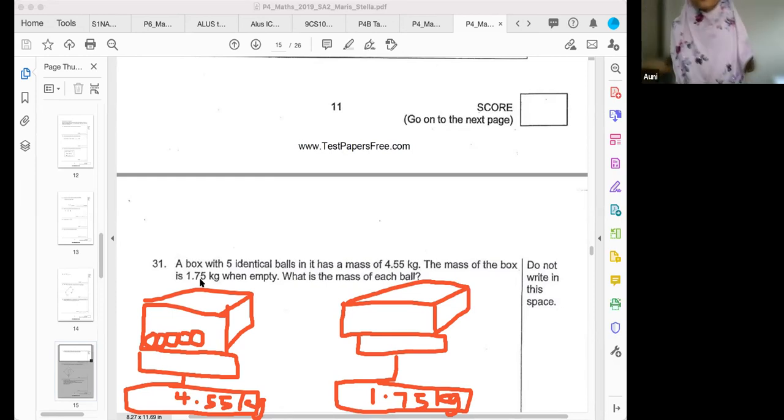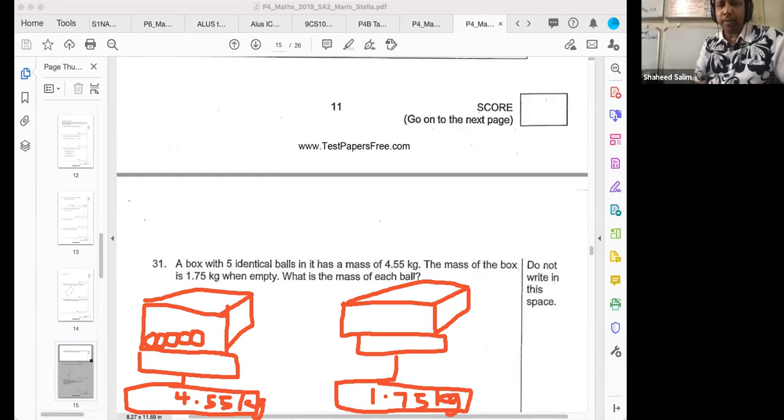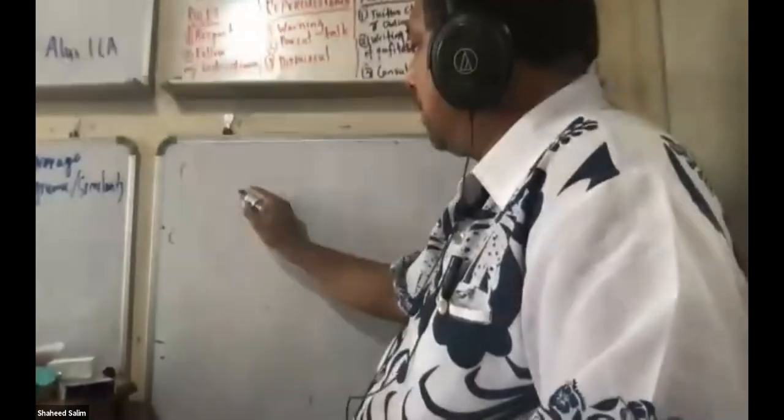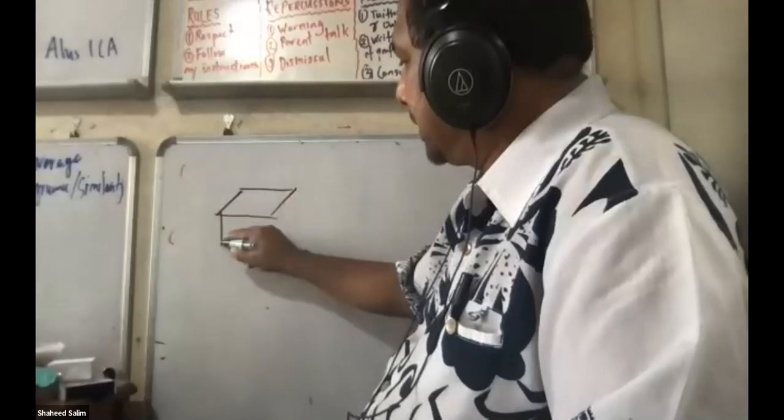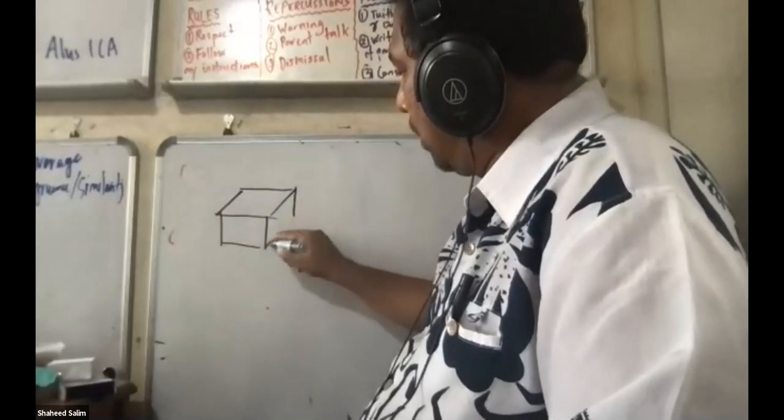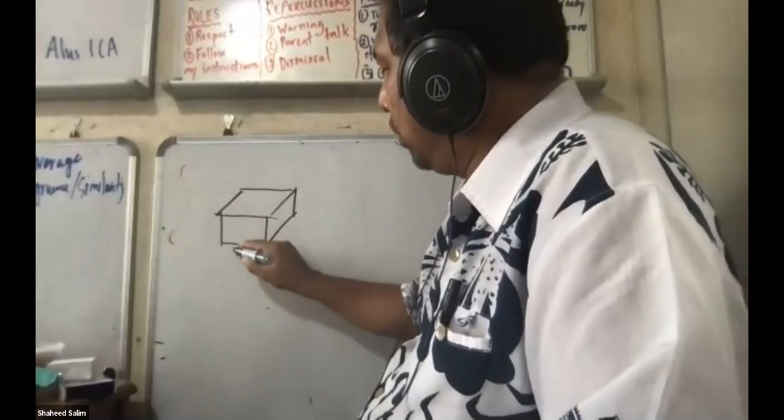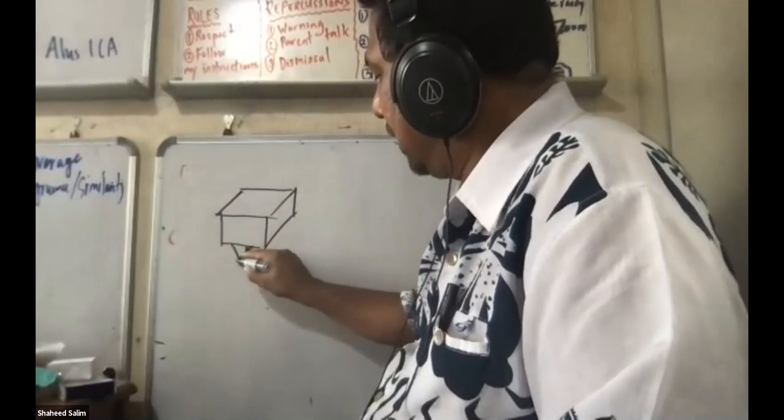Now, what are they saying? You cannot just take 4.55 divided by 5 because there's the weight of the box. So first of all, I'll draw the box. I know time is almost up, but we just wait for a while, we extend a little bit. Down here, let's say this is a weighing scale.